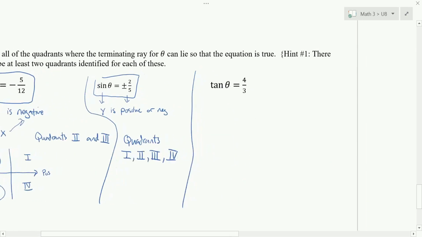Tangent is the one you got to think a little bit more on. So tangent is not just x, it's not just y, it's a combination of both of them. And from above, what do we say? Tangent is what over what? Y over x, opposite over adjacent. And this is, don't worry about the 4/3, just worry, is it positive or negative? So this is positive. Okay.